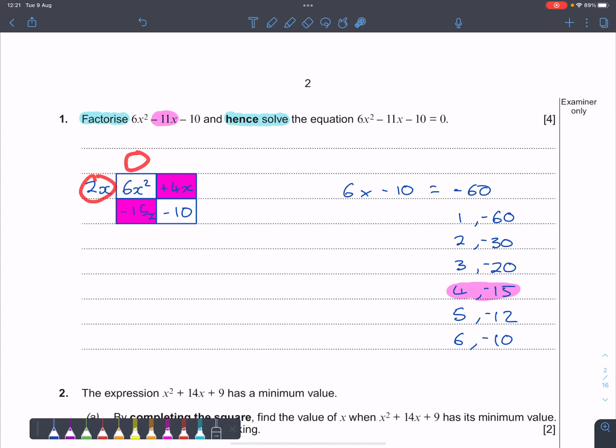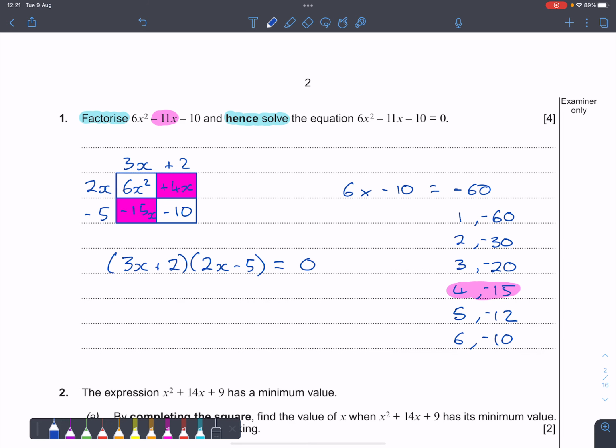So 2x times this value is 6x squared. Well, 2 times 3 will give me the 6 and x times x will give me the x squared. Okay, 2x times this value will give me positive 4x. Well, that's going to be plus 2. And this value here multiplied by 3x will give me negative 15x, which will be negative 5. Can just double check because these two should multiply together to give negative 10, which they do. So I am now done. I just need to make sure that I've written it in factorized form because I haven't yet. So that's 3x plus 2, 2x minus 5.